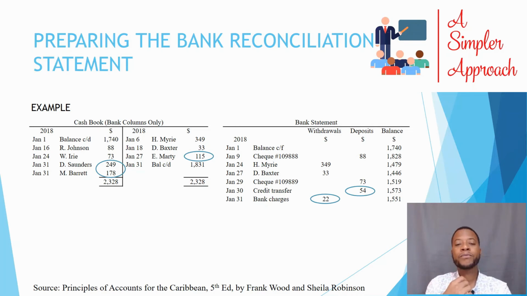All right? So, once again, E. Marty represents the unpresented check. A check that was given to E. Marty, recorded in the cash book, of course, but has not yet been taken to the bank by E. Marty to be encashed. Saunders and Barrett gave us checks, but we have not yet brought them to the bank to lodge them to our accounts. Okay? Cool. Now, having done this, we can go ahead and perform our bank recon.